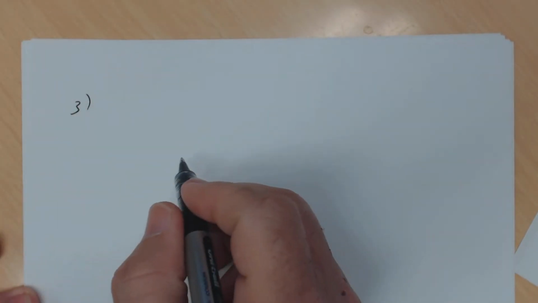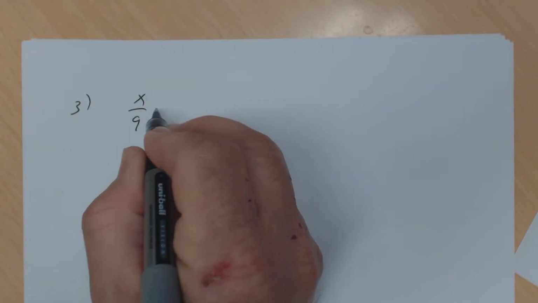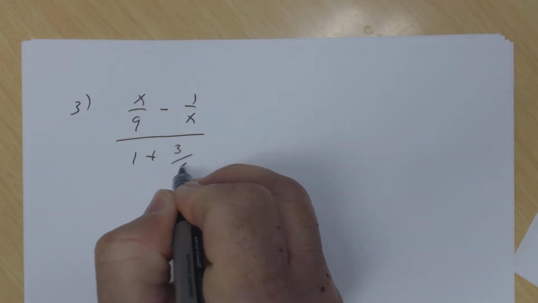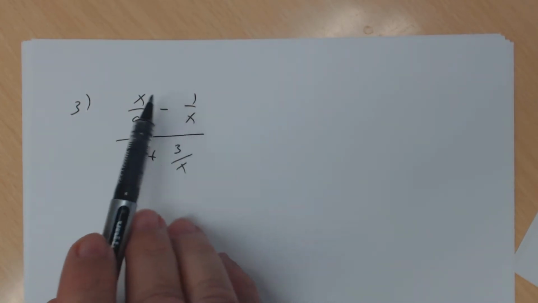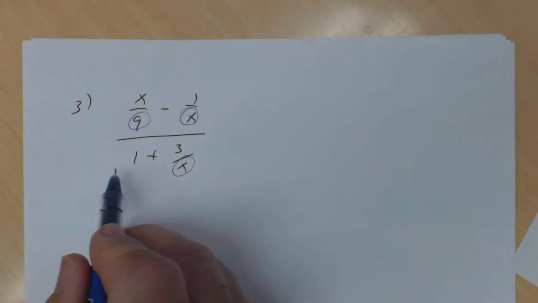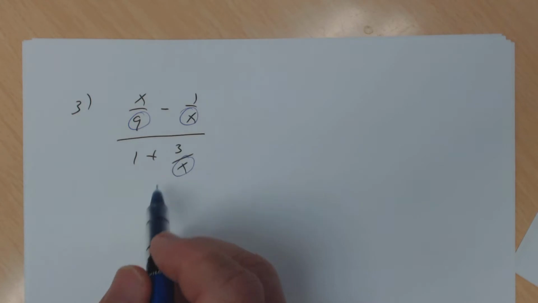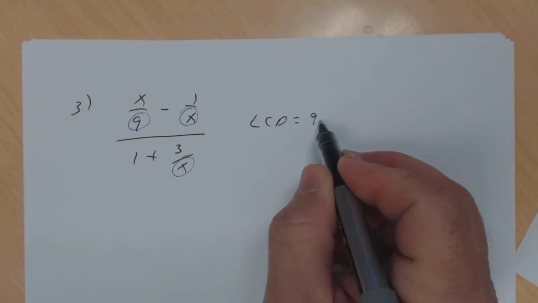Okay, let's look at this one. Suppose you have x over 9 minus 1 over x divided by 1 plus 3 over x. Again, notice that this is a complex fraction, so you have rational expressions in your numerator and rational expressions in your denominator. I'm going to circle my denominators, 9 and x. Now this is really 1 over 1, but if you want to put 1 over 1, the 1 is not going to change any of the circled denominators in terms of finding the LCD. So the LCD, if you notice, is just 9x.